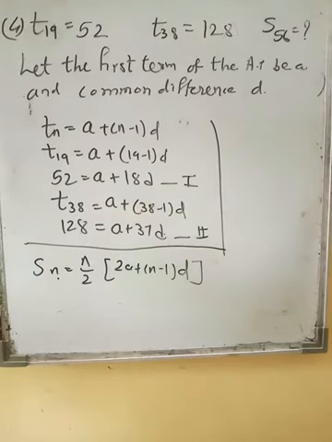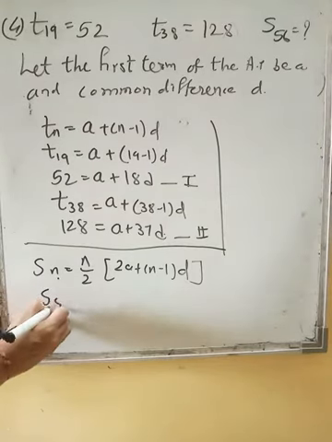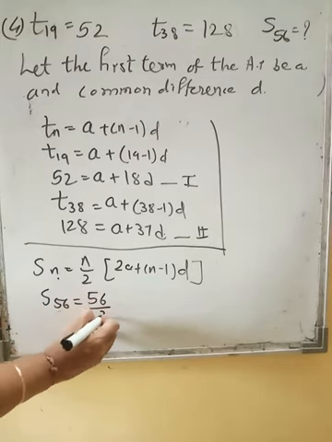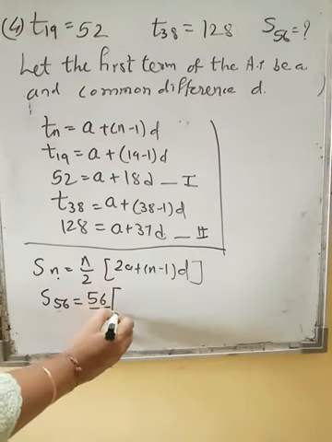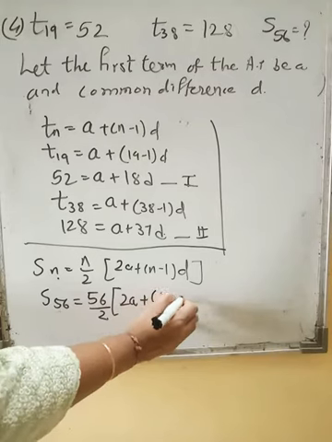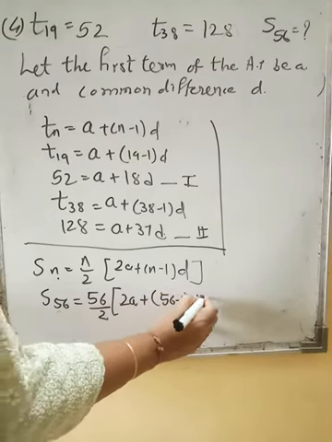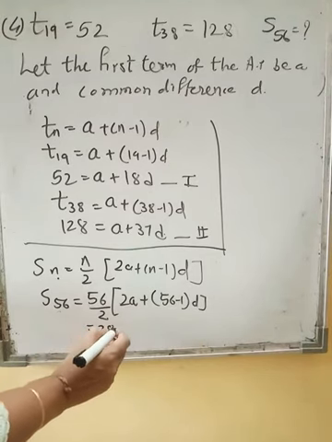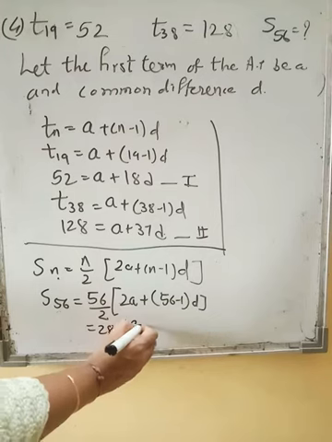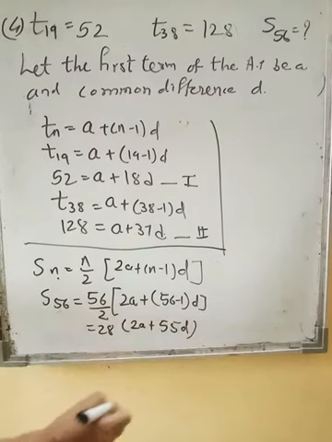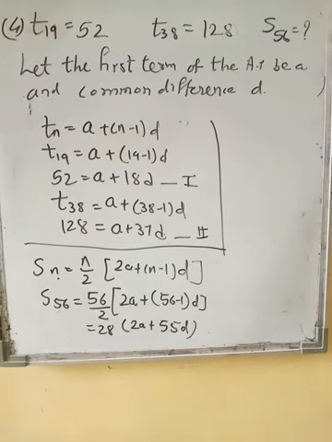And what are we supposed to find out? We are supposed to find out S56. So it will be 56 upon 2 in the bracket 2a plus (56 minus 1) into d. So that is nothing but 28 into (2a plus 55d). Correct? Now observe the fantastic things here, children.